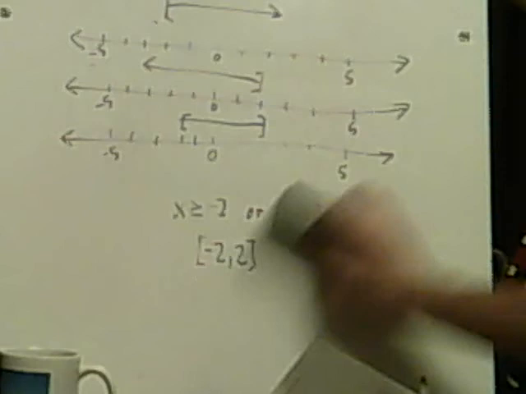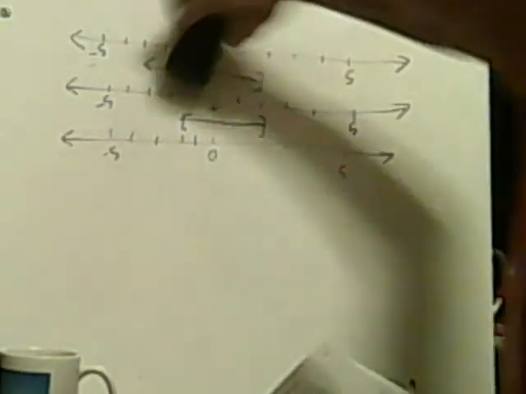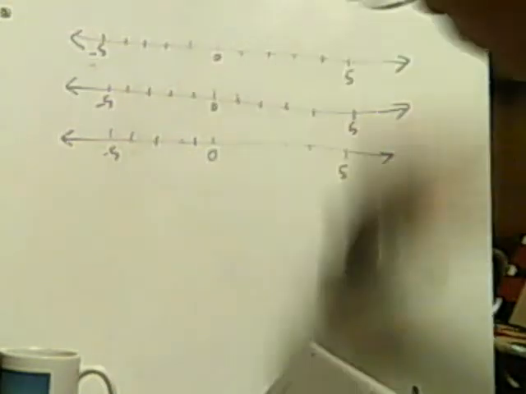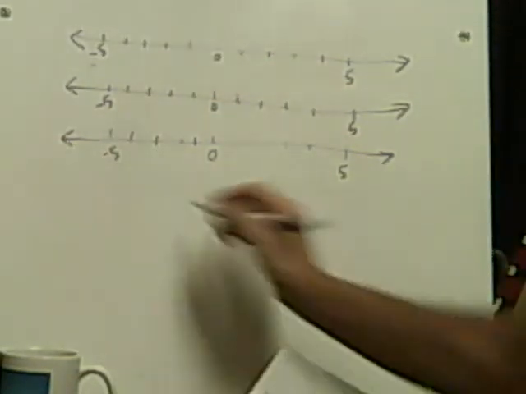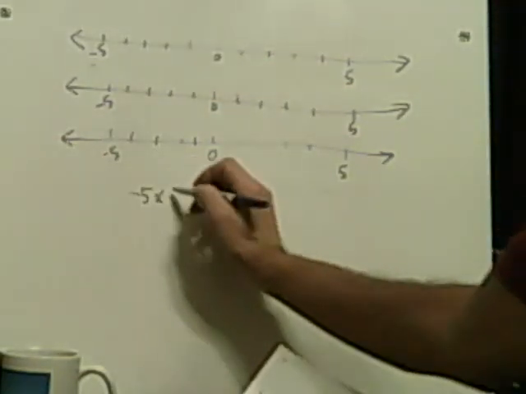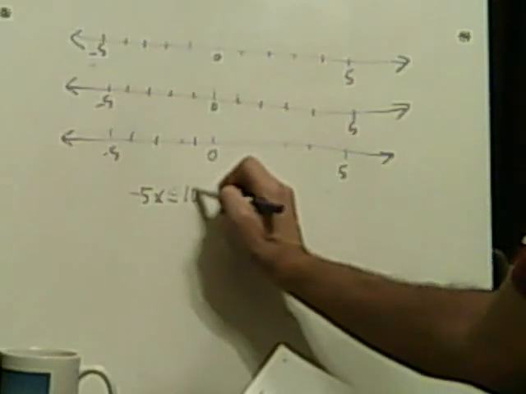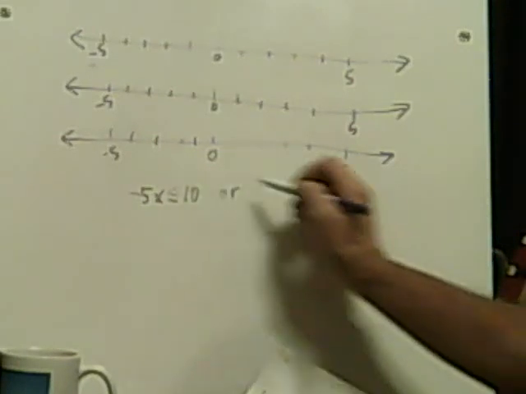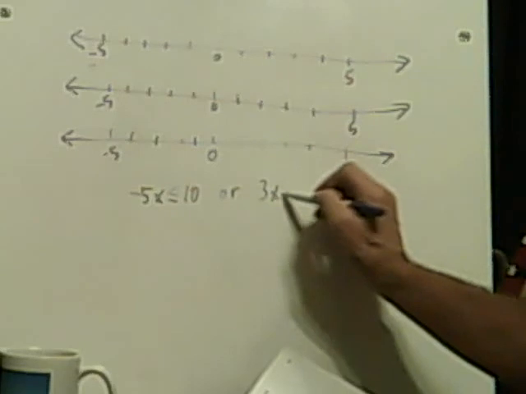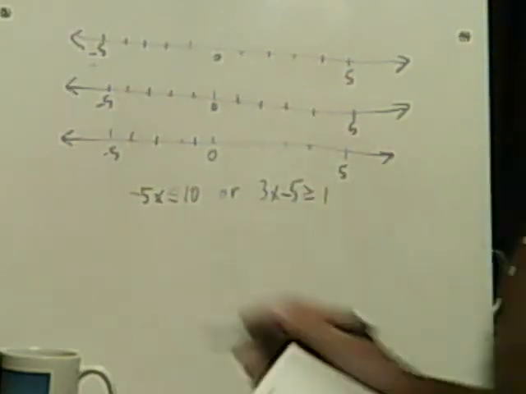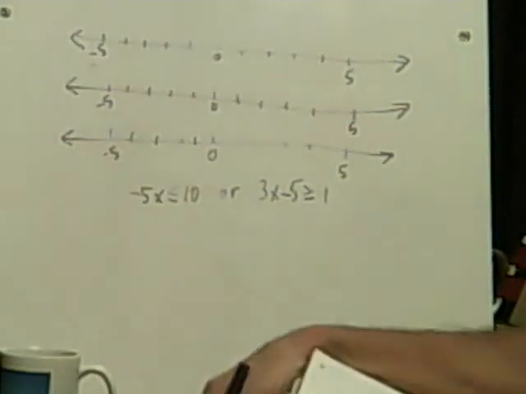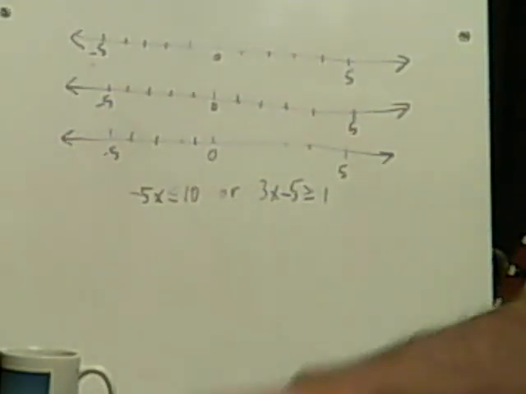That brings us up to number 40. Okay, number 40 says, solve each compound inequality and write the answers in interval notation. First one is -5x less than or equal to 10, or 3x minus 5 greater than or equal to 1. So we're going to, once again, have to solve each of these individually. Okay?